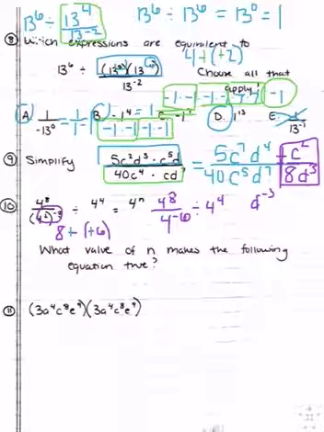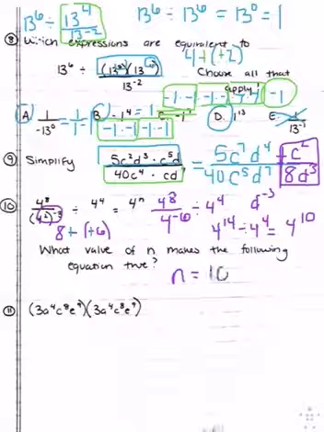8 plus 6 gives me 14. So now my problem is 4 to the 14th divided by 4 to the 4th. We're dividing, so I subtract my exponents. 14 minus 4 is 10. 4 to the 10th power. N equals 10.